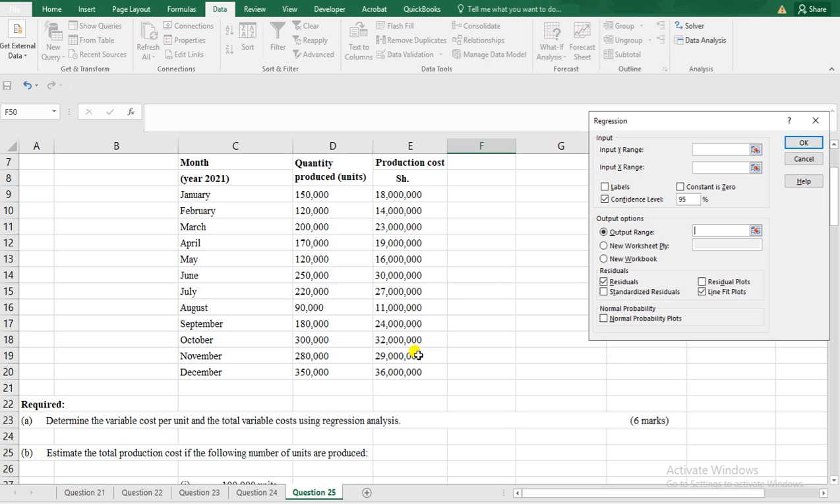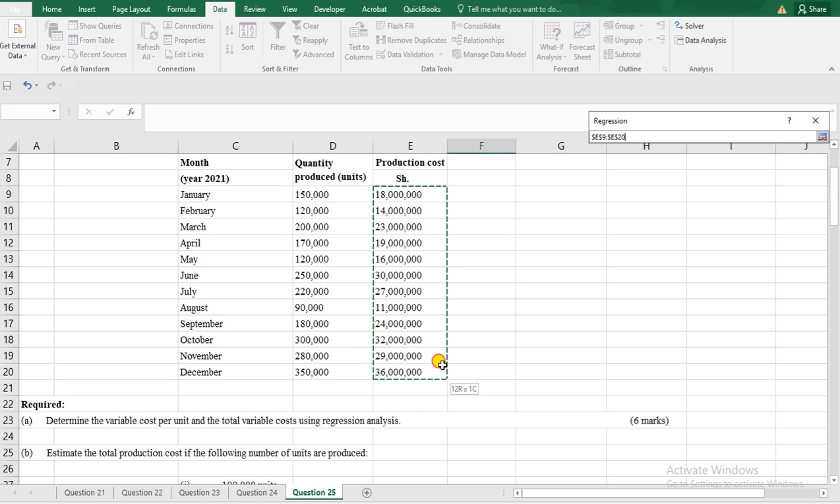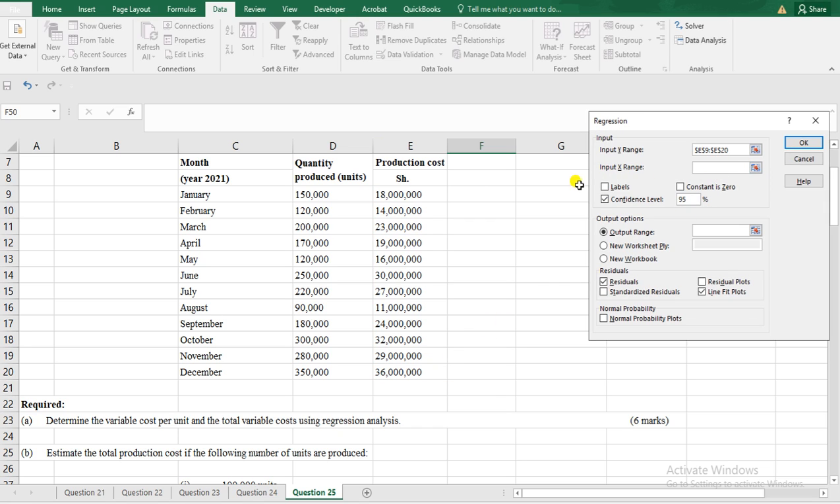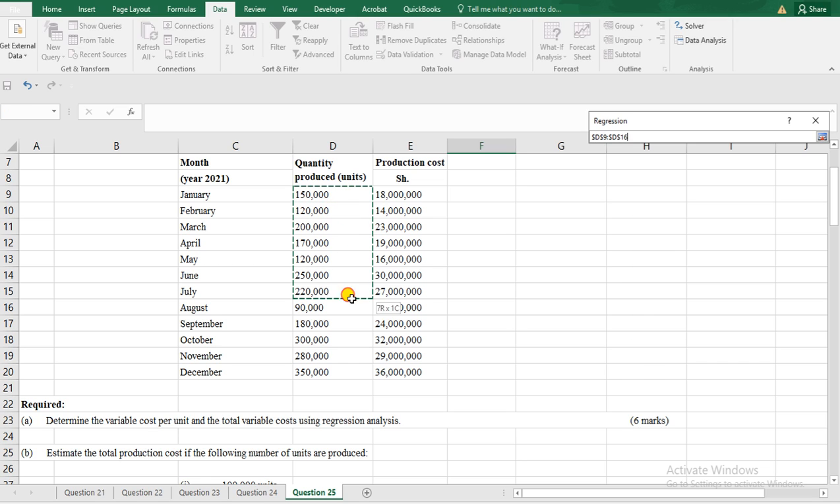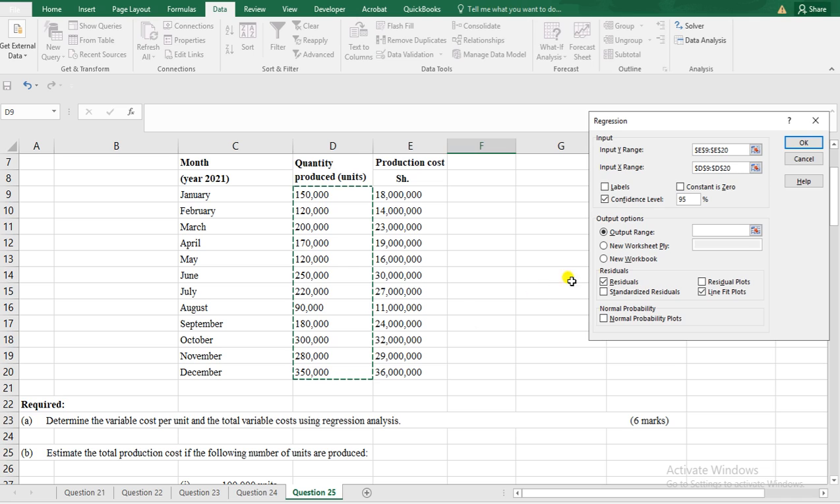So what is depending on which factor? At this point, you can clearly see that for me to arrive at production cost, I must have the quantities. Therefore, quantities will be the independent variable, whereas production cost will be the dependent variable. So production cost will be our Y, and I'm going to select our Y values. X values, the independent variable, are the number of units, which is X. I'm going to select that.